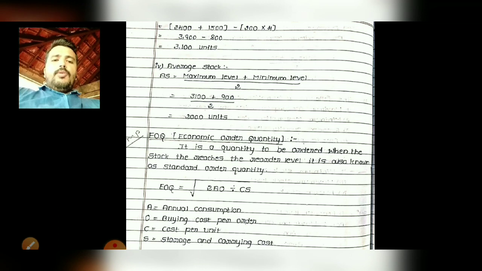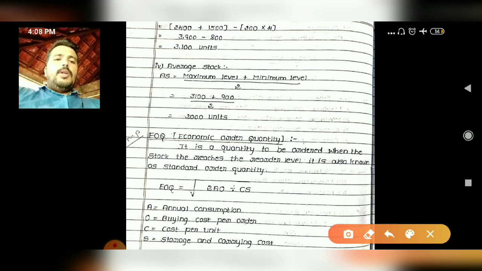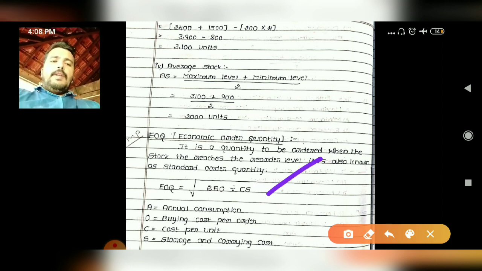For that reason, one concept is there, called EOQ. EOQ is the quantity of materials to be ordered when your stock level reaches the reorder level. It is also called standard order quantity. Okay, standard order quantity, note it down. So the formula is: EOQ equals square root of 2AO divided by CS. The components are given here.